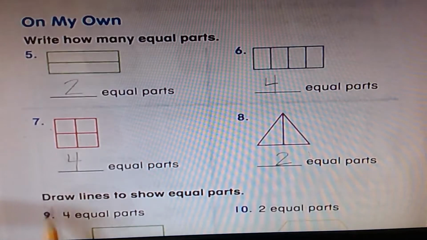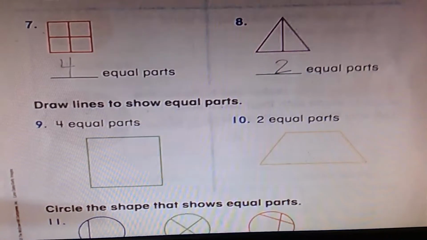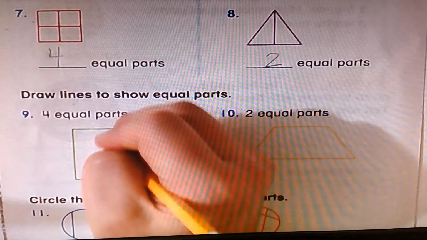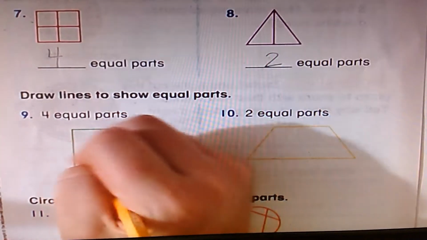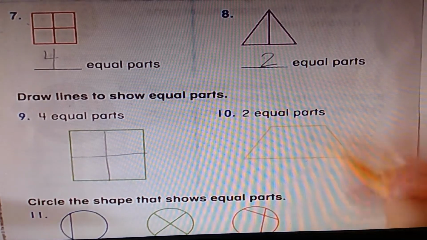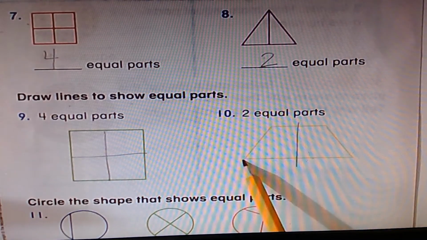It says draw lines to show equal parts. How can we show 4 equal parts on this giant square? By cutting it in half like this and like this. Okay. 2 equal parts. Let's fold it in half. If you were to fold this one back over, they would be the same.